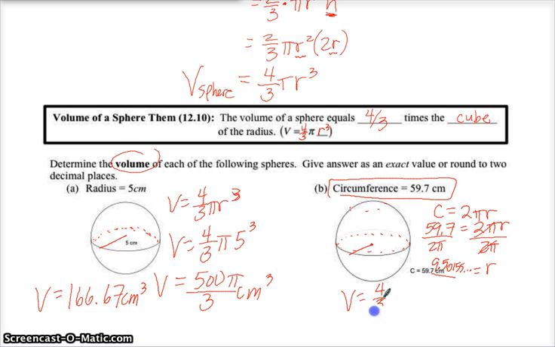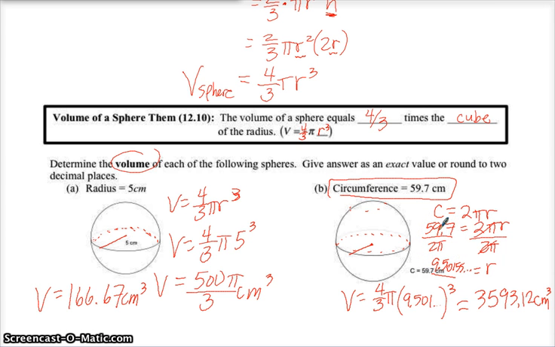But we're going to plug that value into 4/3 pi, 9.501, etc., to the third power. So what do you get when you do that? You should get 3,593.12 centimeters cubed. So this isn't a very nice problem to leave in exact form.